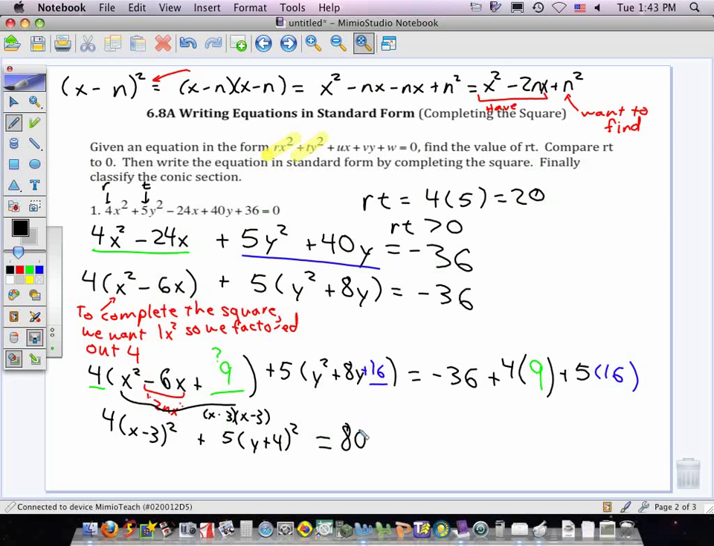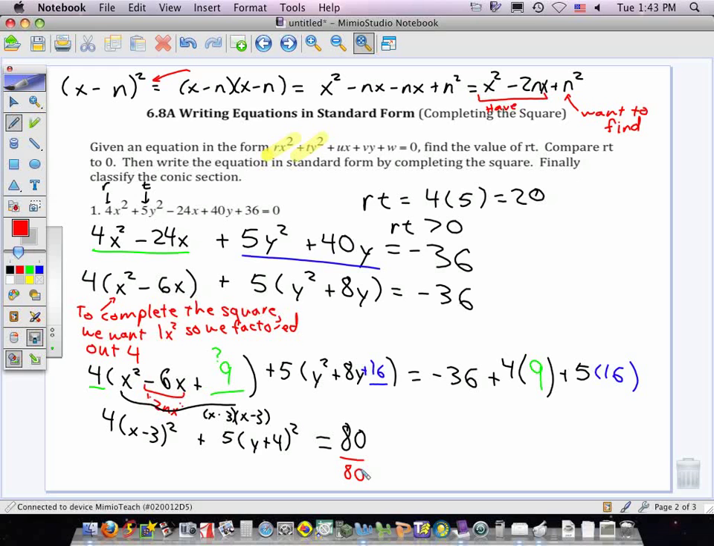When you did all the graphing stuff last week, we have the x quantity squared plus the y quantity squared equals 80. What did we usually have it equal? 1. So how are we going to go from make this 80 become 1? Right, divide everything by 80.